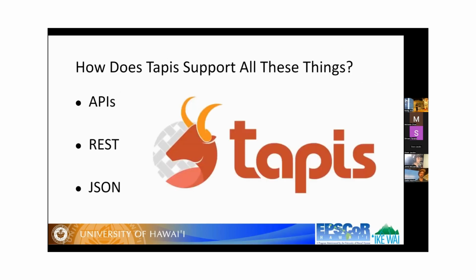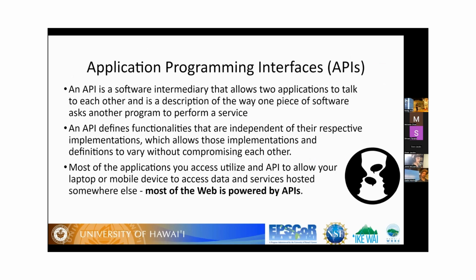I'm going to briefly go over a few concepts that are fundamental to Tapas: APIs, the REST model, and JSON. So what is an application programming interface? Basically, it's an intermediary that allows applications to talk to each other. It's language agnostic. If you have an API that's written in, say, Python, you can interact with it from JavaScript. It's generalized enough that you're able to use it from anywhere.